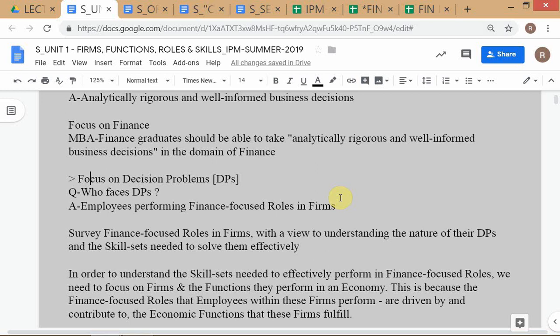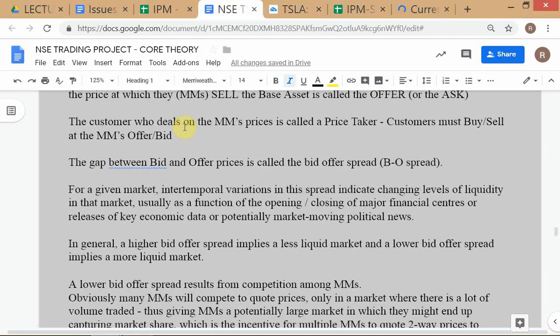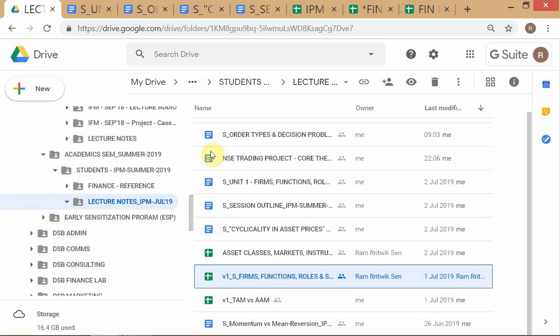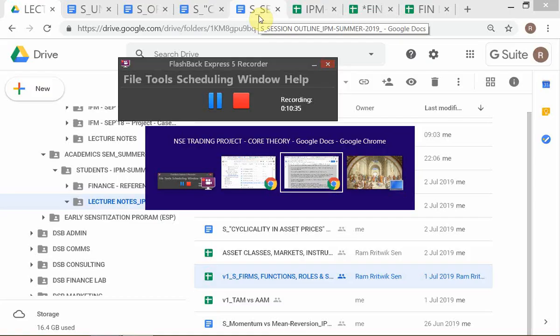So this part will be labeled a very short note on unit zero, which is the rationale for the curriculum. So I'm going to rearrange the notes like that. Okay, so having done that, we had this discussion here. Let's go to your NSE.